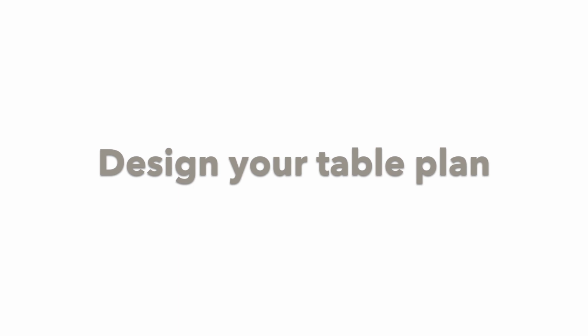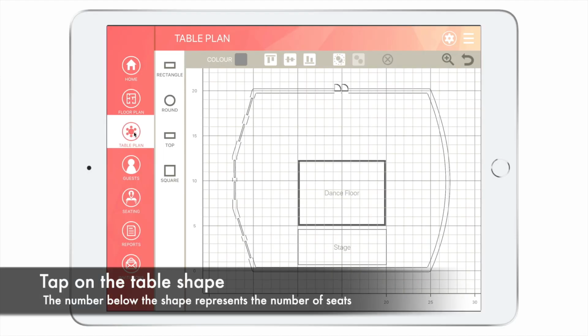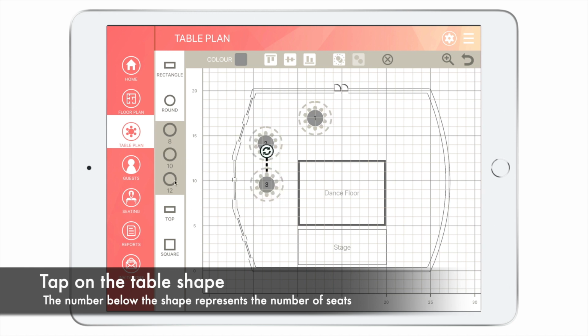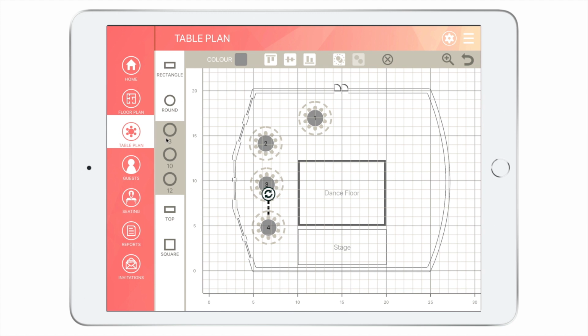Now let's design your table plan. Tap on the table plan icon on the main navigation, then tap on the shape of the table you require. Drag the shape of the number of seats indicated to your floor plan.